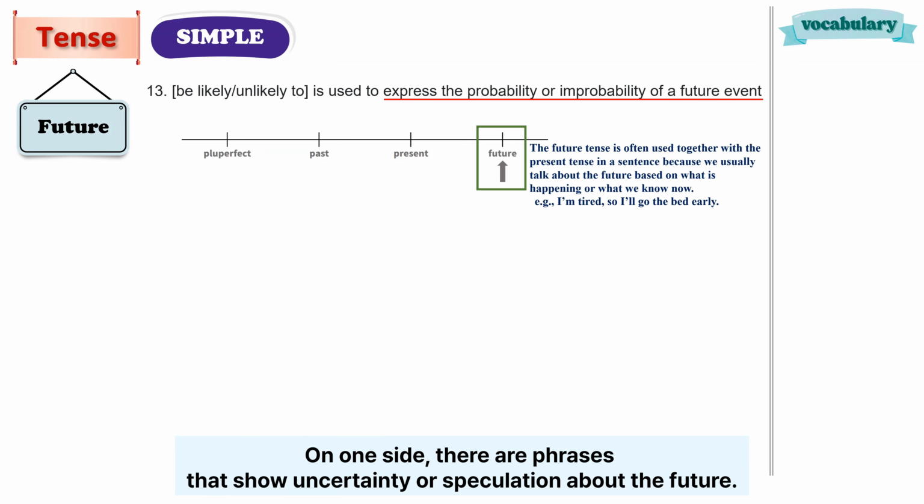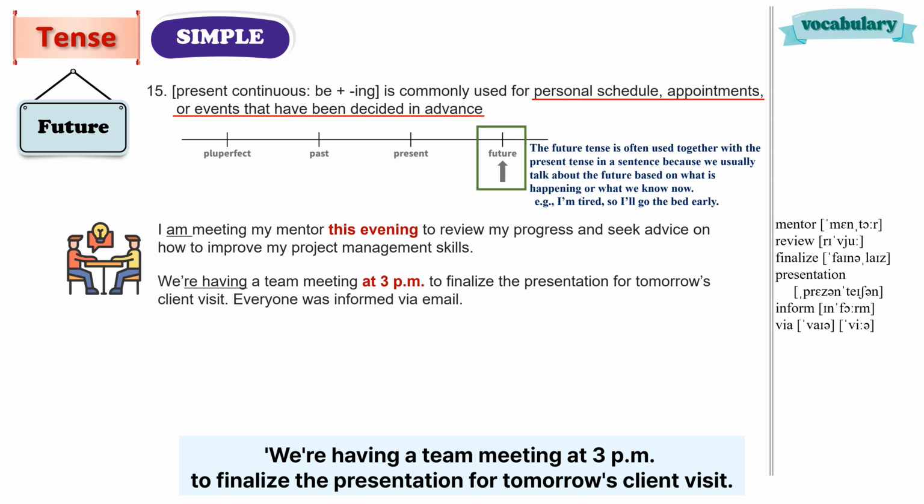Finally, the present continuous can also express future actions. It's used for confirmed plans or scheduled events, especially those occurring in the near future. I'm meeting my mentor this evening to review my progress and get advice on improving my project management skills. We're having a team meeting at 3 p.m. to finalize the presentation for tomorrow's client visit. Everyone has already been notified by email.